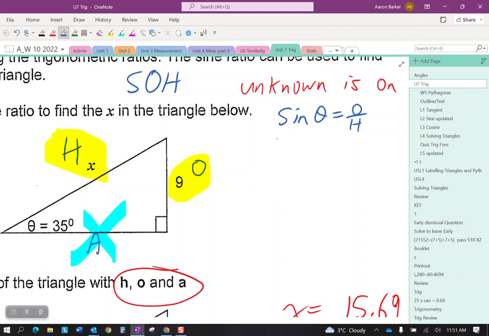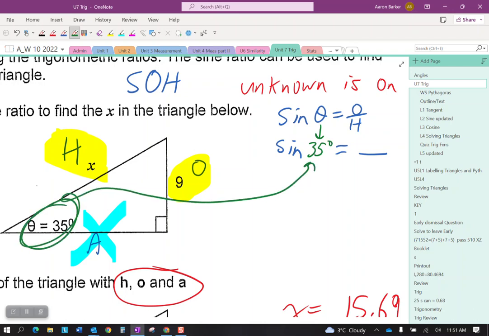Then we're going to substitute in. Sine blank equals a fraction. So we have to substitute the theta. What value is theta? Look at your triangle. What's the value of theta? 35 degrees. It's right here in the corner. So that has to go right there. Okay. Then the fraction. O's on top. So what number goes on top? 9. What goes on the bottom?